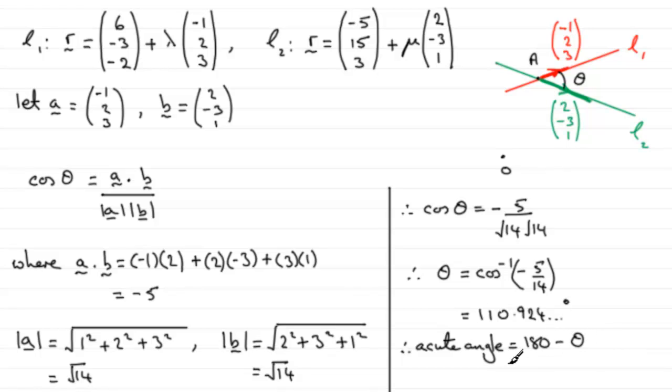And if we do that calculation, you'll end up with 69.075 and so on degrees. We've got to give our answer to the nearest 0.1 degrees, so this is going to equal 69.1 degrees to the nearest 0.1 of a degree. Okay, so there you go, 69.1 degrees is that acute angle.